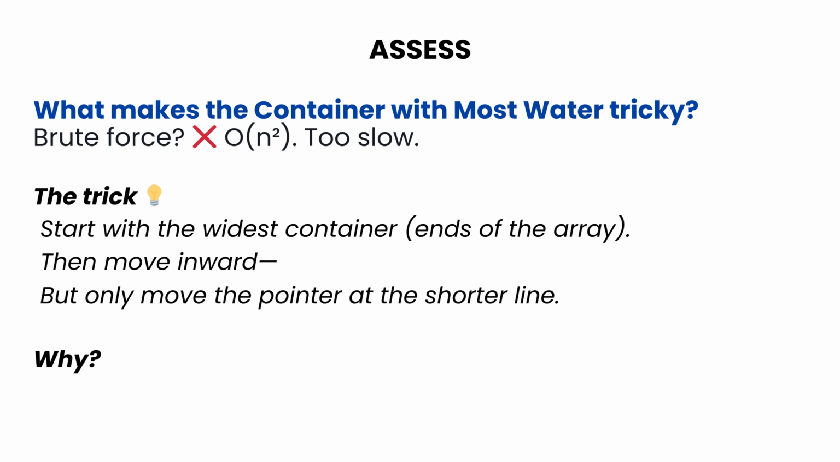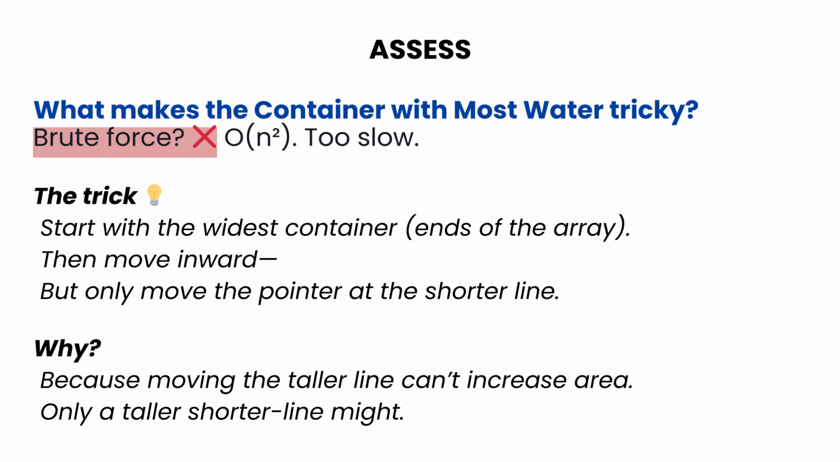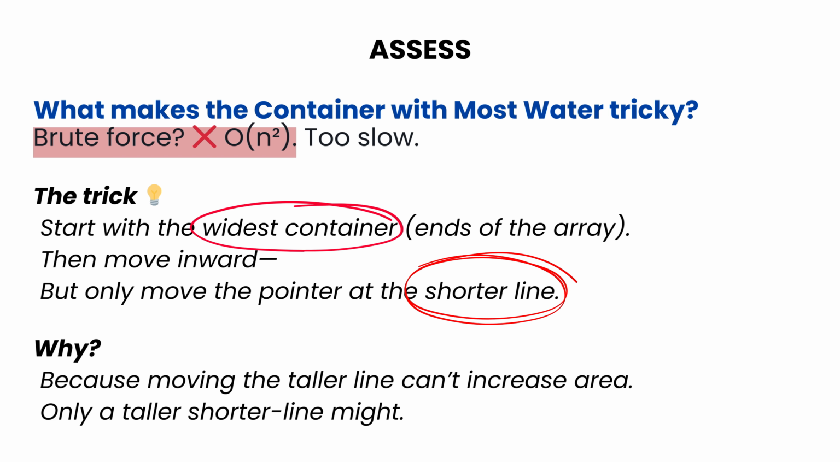Let's assess our options. Brute force would check all O(n squared) pairs, much too slow for large arrays. The real trick? Notice that the only way to increase area is to move from the widest container to a narrower one, but hopefully with a taller line. That means we can use two pointers, starting at each end of the array, always moving the pointer pointing to the shorter line inward. This way, we never miss the optimal solution, and we do it in linear time.